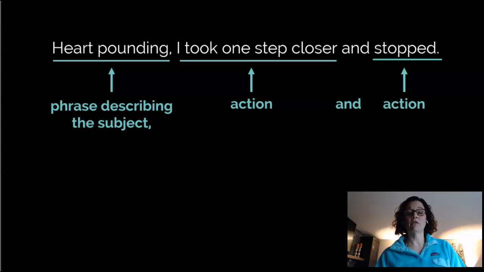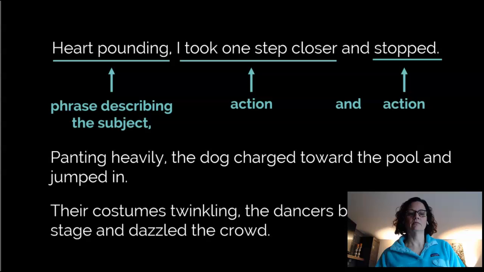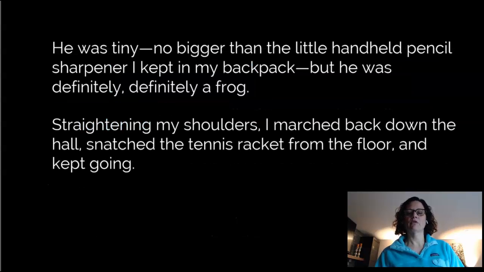Other sentences that imitate this same style are: panting heavily, the dog charged toward the pool and jumped in. And their costumes twinkling, the dancers burst onto the stage and dazzled the crowd. So you see how it has a phrase describing the subject right here. Okay? So that's something that I would like you to think about trying. Here are two other sentences whose styles you can try. Look at your story draft. Okay? And you're going to find places where you can imitate those styles in your own story.